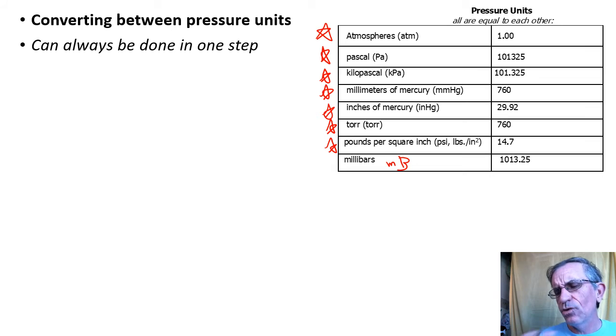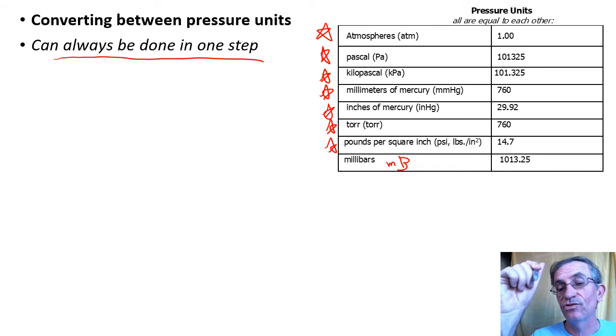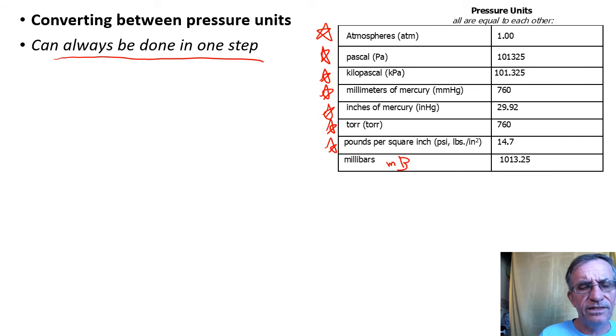So we're going to do a little converting. One thing I'll tell you is that when you convert, you can always do these problems in 1 step. You're never going to need to do 2 or 3 steps. You can always do it in 1 step. All right, so let's do a little example. Let me erase some of this.